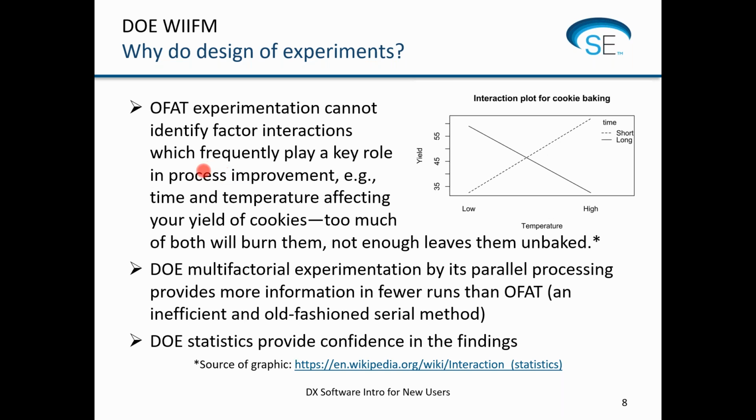And so the idea here is we need to set up our experiments in order to find interactions. DOE with multi-factor experimentation, by its parallel processing, provides more information in fewer runs than one factor at a time experiments. We're going to do less work and get more information. That's the goal. And on top of that, we're going to apply some statistics to the whole story so that now we just have a clear indication that the things that we say matter do in fact matter. We have statistical evidence that we can take to the bank.